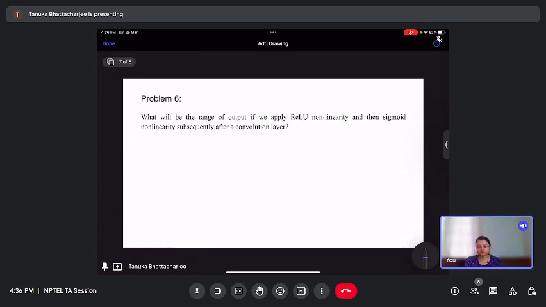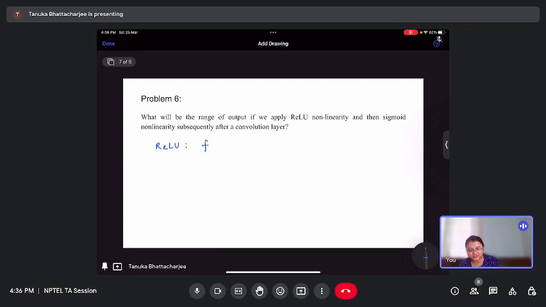Let us move on now. The next question is, what will be the range of output if we apply ReLU nonlinearity and then sigmoid nonlinearity subsequently after a convolution layer? I know that everyone knows the answer, still I will just work through it.